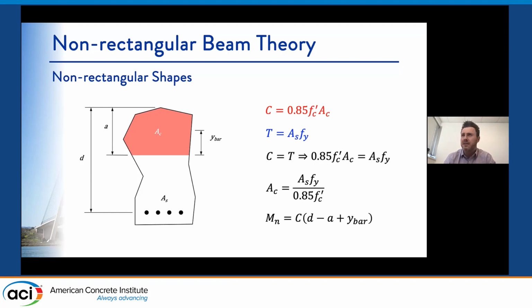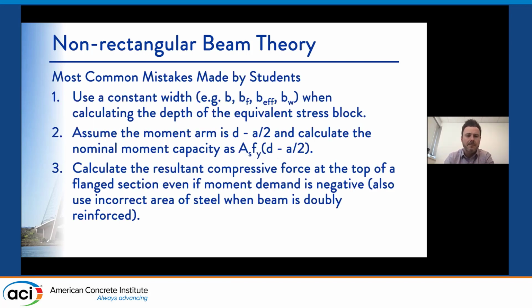So we tend to break it down into multiple compressive forces. And the key here is making sure that students understand that the summation of the compressive forces has to be equal to the resultant tensile force. And so with that said, a couple of mistakes that students tend to make. The one that I see a lot is they use a constant width, whether that's b, whether it's bf, b effective, bw, whatever. If it's going to be wrong, they're going to find one of those to use to calculate it wrong when they're calculating the depth of the equivalent stress block for a T-beam or a non-rectangular beam.